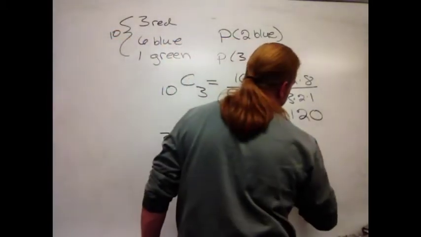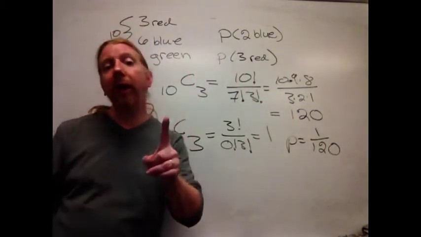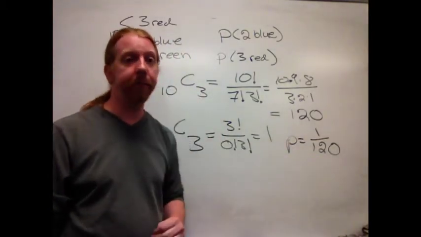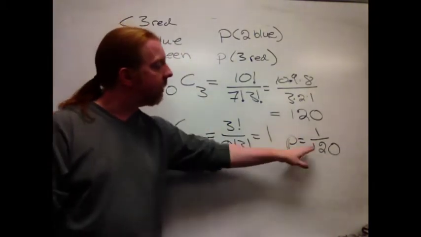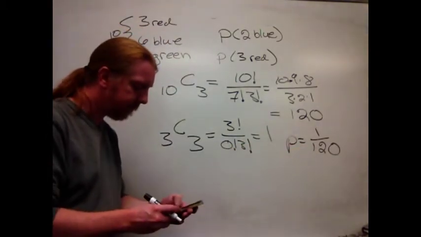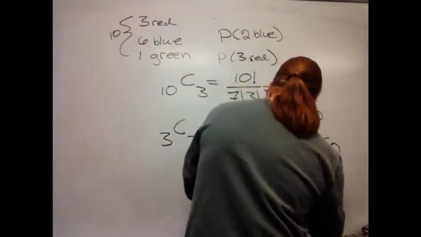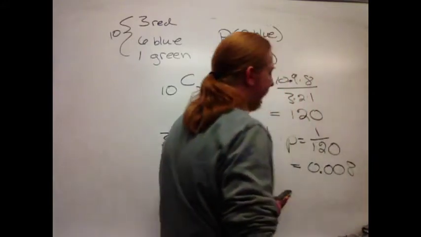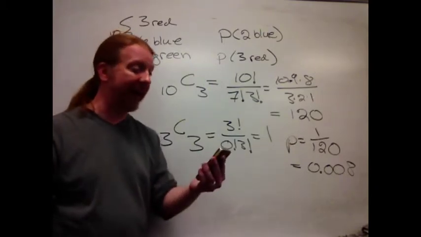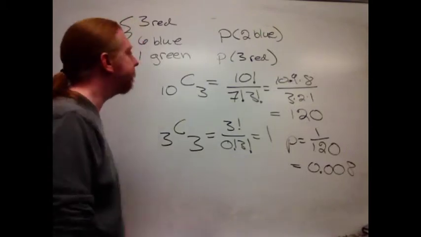My result, probability there is going to be 1 over 120. There's one way to get 3 red marbles out of 120 different ways I can pick 3 of them out of the entire bag. That probability I can then turn into a decimal. And we're not exactly talking something very likely. 0.008 or 0.8%, less than 1% of the time.